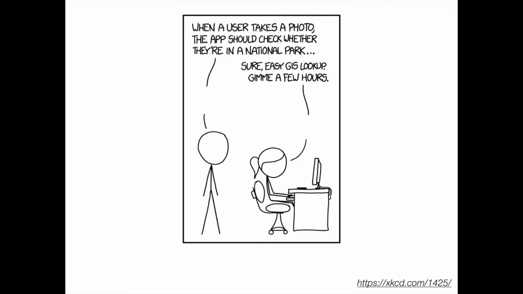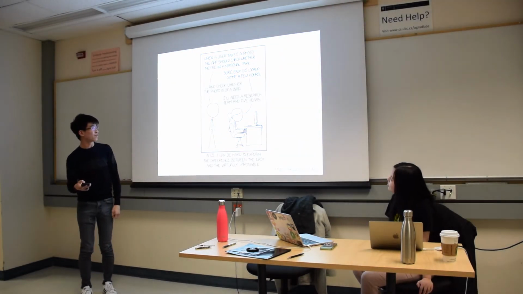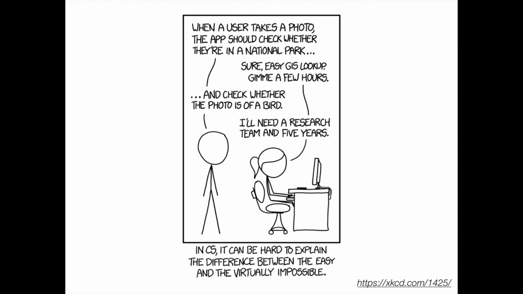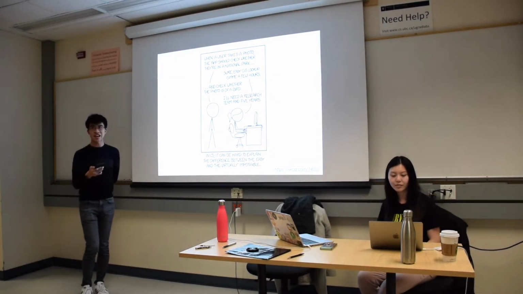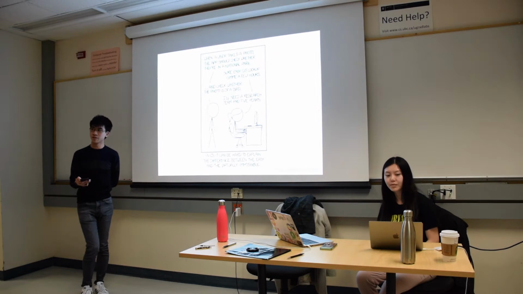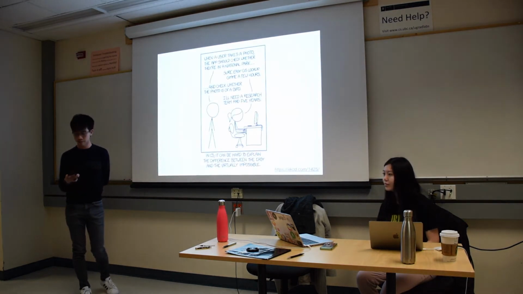So here's a nice XKCD comic where they're talking about this being an easy task, right? Identifying whether a person's in a national park or not, except in the next part of the slide, if you want to identify if something's actually a bird, the other person says, I'll need a research team in 5 years. Basically, this aspect of machine learning is kind of difficult, right? Computer vision is still a very pressing topic in machine learning. It's very ambitious.